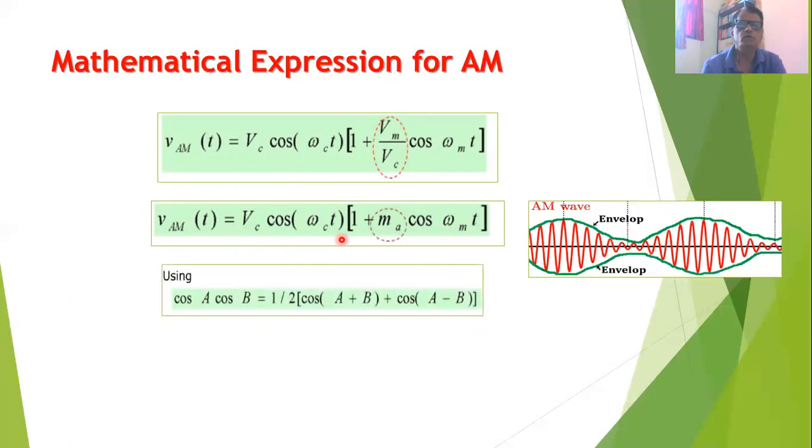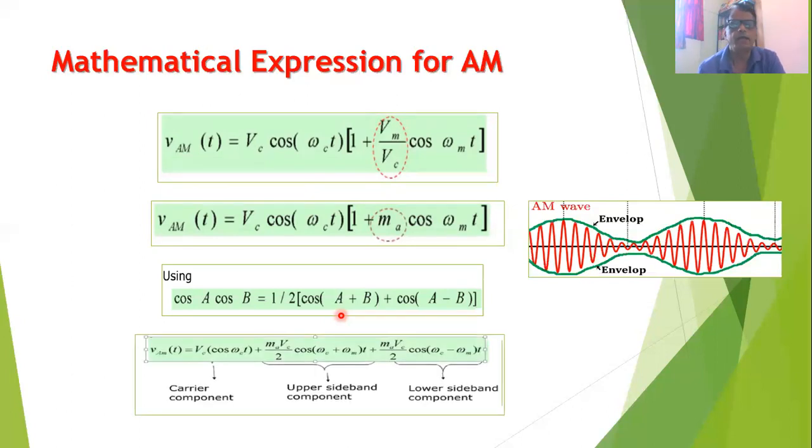Now I will make use of one formula: cos A into cos B is equal to 1 by 2 [cos of (A plus B) plus cos of (A minus B)]. Now I can rewrite the above equation. V_c cos of omega_c t multiplied by 1 will remain the same term. And when I multiply this term to the other term, then I will get m_a V_c into cos of omega_c t into cos of omega_m t.